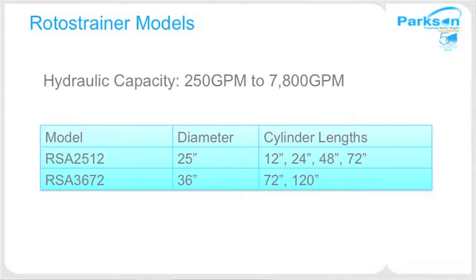Again, we have many different models for the Rotostrainer. We offer units starting from 25-inch in diameter with 12-inch cylinders, very small units, up to 36-inch in diameter and 120-inch, 10 feet, in length. And the abbreviation is RSA for Rotostrainer.